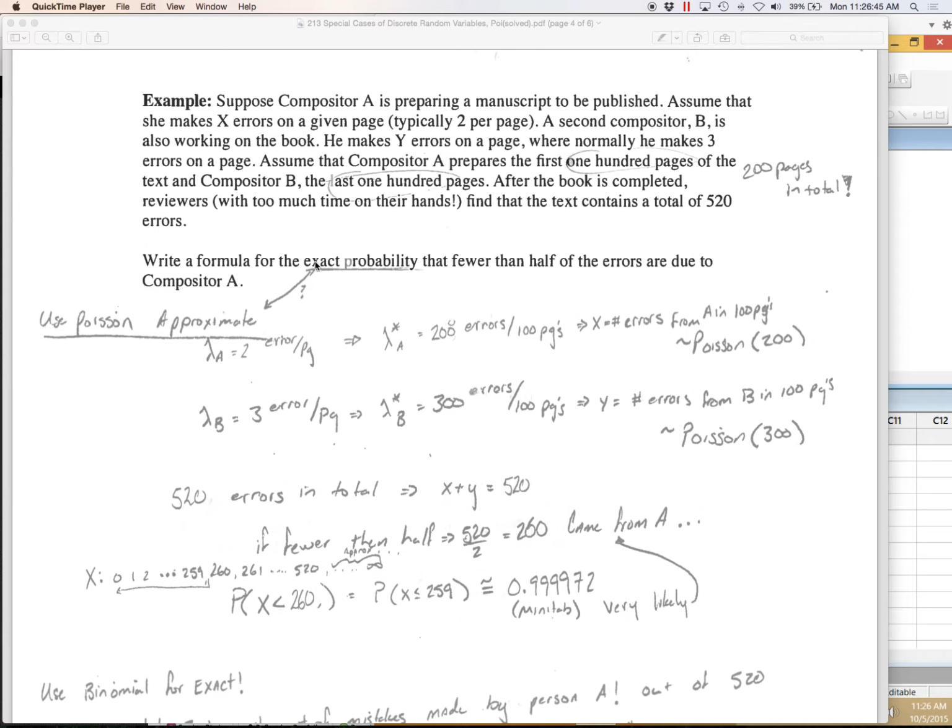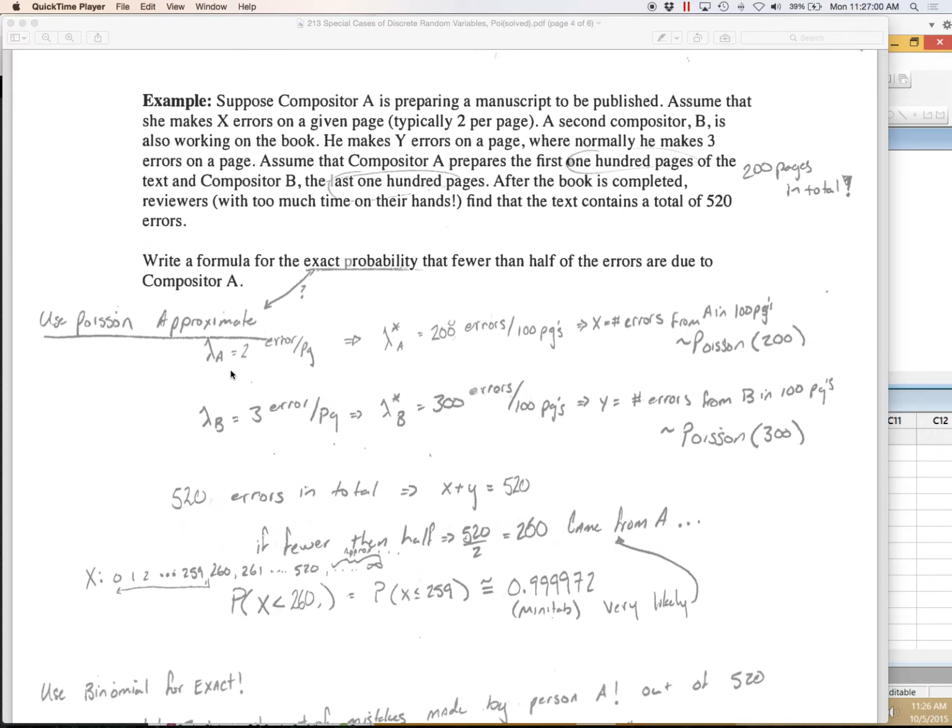Okay, so here it says exact probability. Originally, I'm going to solve this using the Poisson, which will not give us exact probability. The binomial will give us the exact probability, but first I'll use the Poisson, then I'll use the binomial.